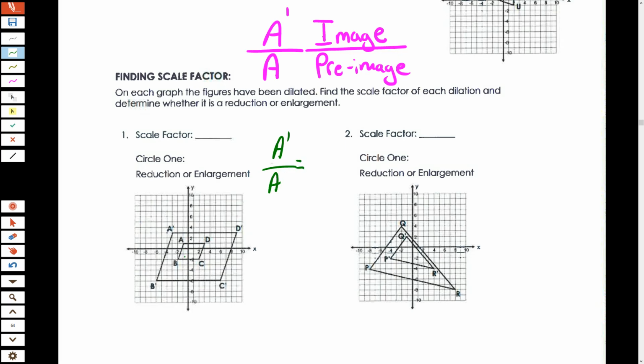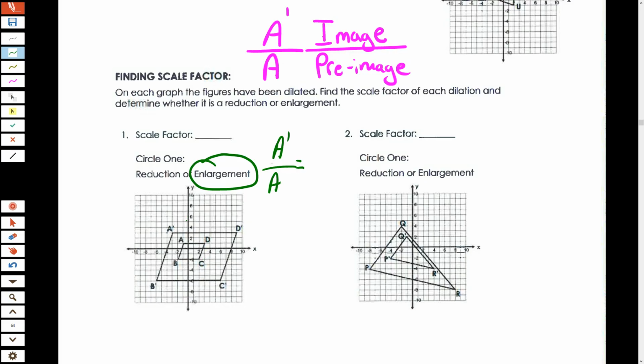So is this an enlargement or is this a reduction? Any guesses? Well, since I'm not there and I have no idea if anybody's guessing or not, it is in fact an enlargement. So now we have to figure out how much bigger this one is than the original.